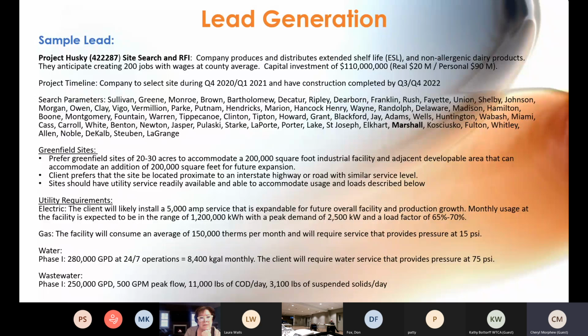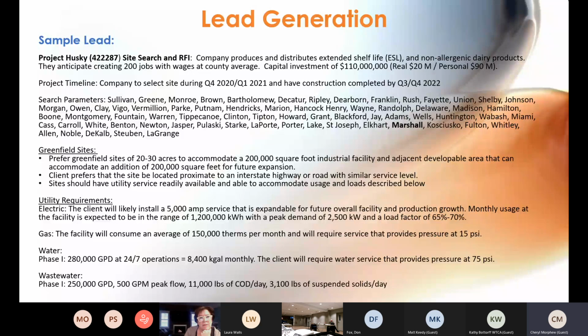You can see the timeline. They've actually provided a timeline, which is really nice for Laura when she gets a lead like this, to kind of give an idea of what we're looking at and how quickly this project lead may move. And the search parameters. So you can see here, I've made Marshall County bold. So you guys were in this mix. So this was a lead that came to the EDC there in Marshall County.